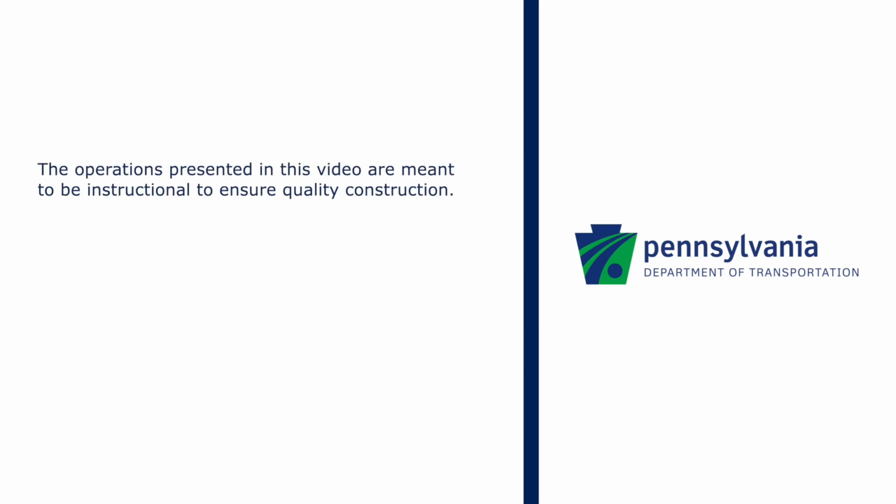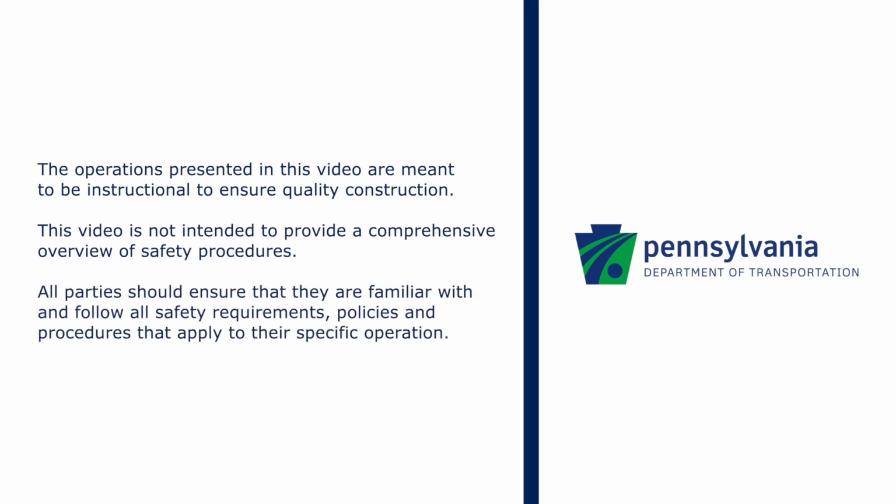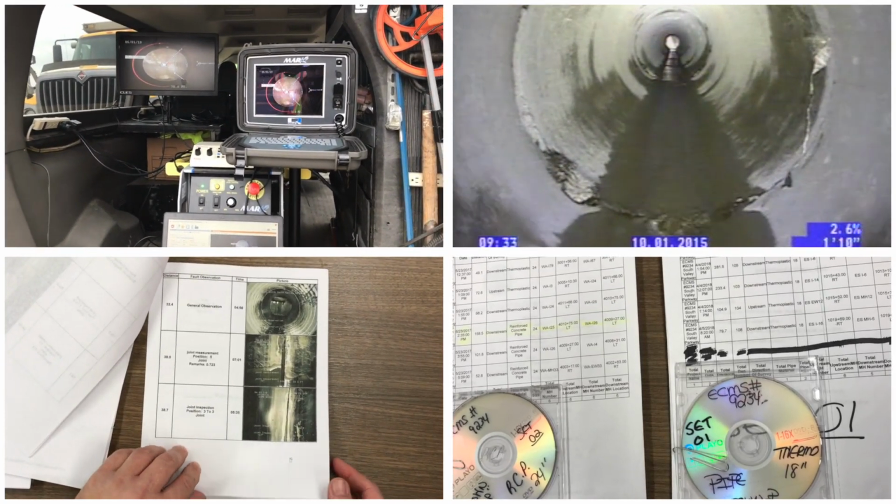The operations presented in this video are meant to be instructional to ensure quality construction. This video is not intended to provide a comprehensive overview of safety procedures. All parties should ensure that they are familiar with and follow all safety requirements, policies, and procedures that apply to their specific operation. This video demonstrates the proper procedure for post-pipe installation inspection on construction projects.